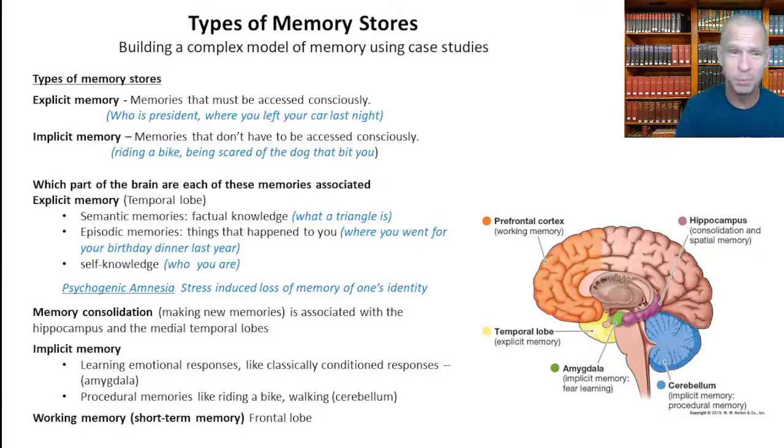Now, one other implicit memory that I want to talk about that maybe you don't really think of. But classical conditioning is a memory that we have. Classical conditioning is a memory. When little Albert learned to be afraid of white rats, that was a learned emotional memory. And the part of your brain that is responsible for that is the amygdala right here attached to your hippocampus. So damage to your amygdala in the hippocampal area surrounding it can lead to the loss of classically conditioned responses.